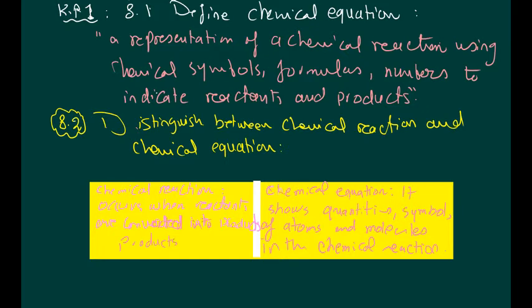While chemical equation, as we have just said, uses chemical symbols and numbers to indicate reactants and products. So very simply, you can say that the chemical reaction shows when the reactants are converted into products, while the chemical equation indicates the conversion of reactants into products.